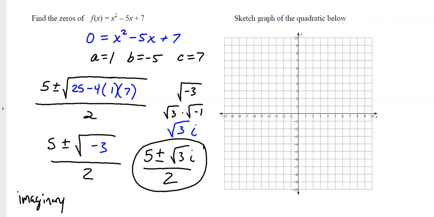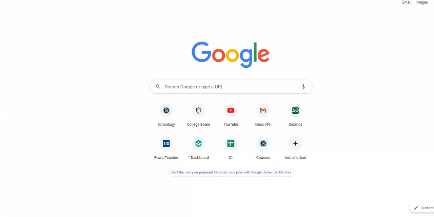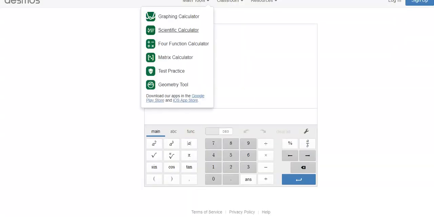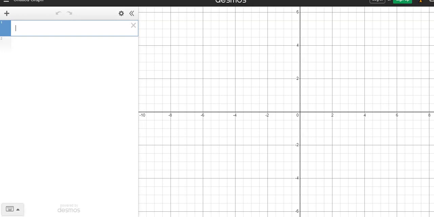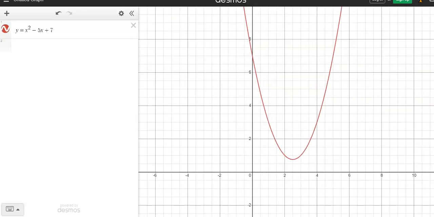Now, if I were to graph this, and I'm not going to sketch it on this page, I'll just show you using Desmos. Might be a little quicker than pulling up the calculator. Sorry, I said GeoGebra, I meant Desmos. And we are graphing y equals x squared minus 5x plus 7. And look what happens.